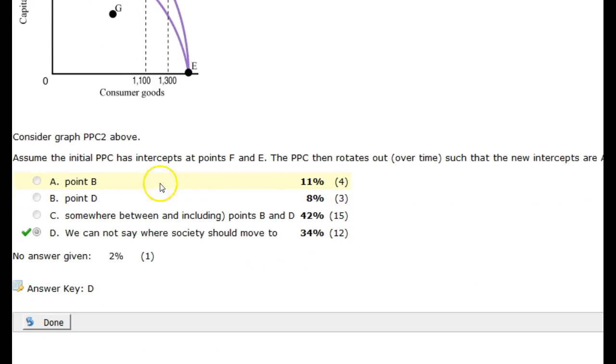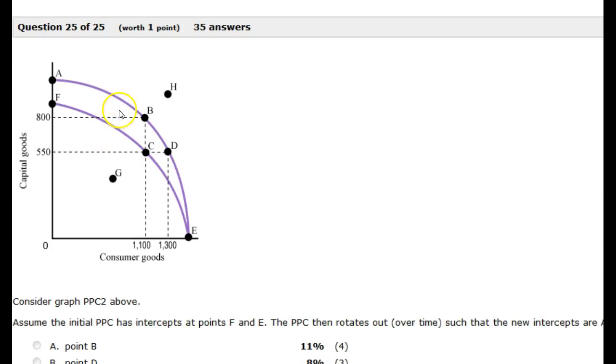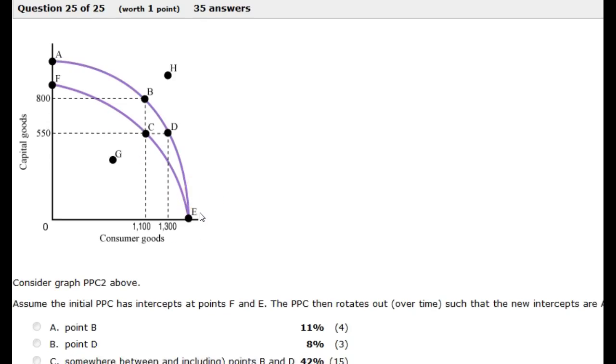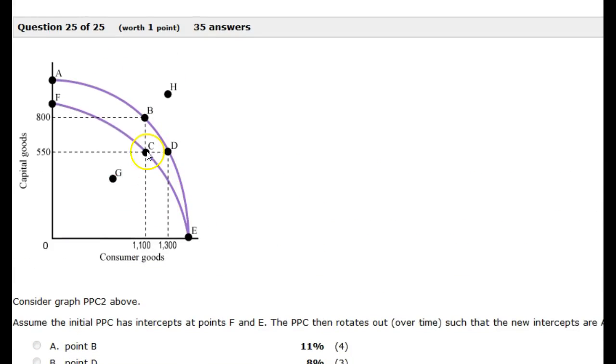Okay, and this one, the curve rotates out. The question is, where should society move to? And the answer is, we don't know where society should move to. All of the points along the PPF are efficient in a productive sense, but we know nothing about what society wants from this information. This just tells us the potential choices.